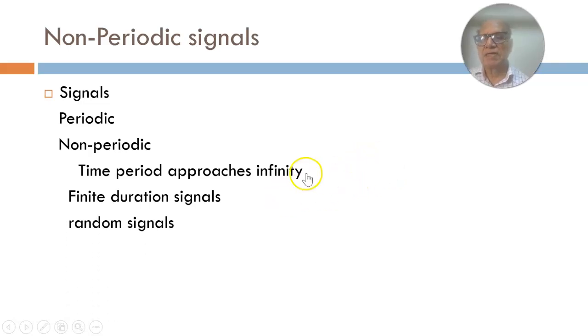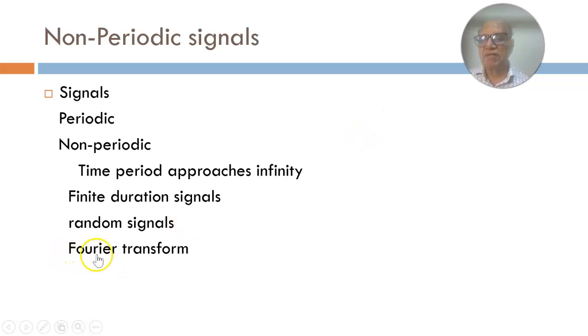Another type of non-periodic signal is a random signal. For example, noise is a random signal. Any information carrying signal is also random in nature. So since it's truly random in nature, it never repeats itself, or you can say that it repeats itself after infinite time. So these are a couple of examples of non-periodic signals.